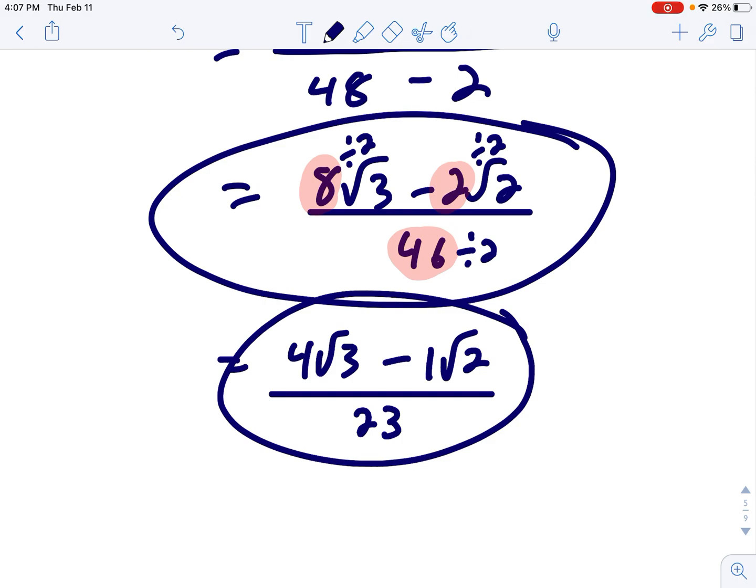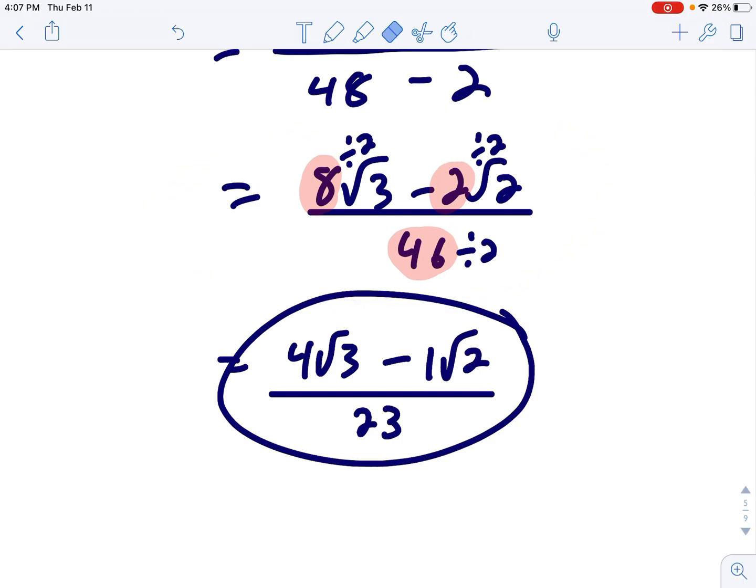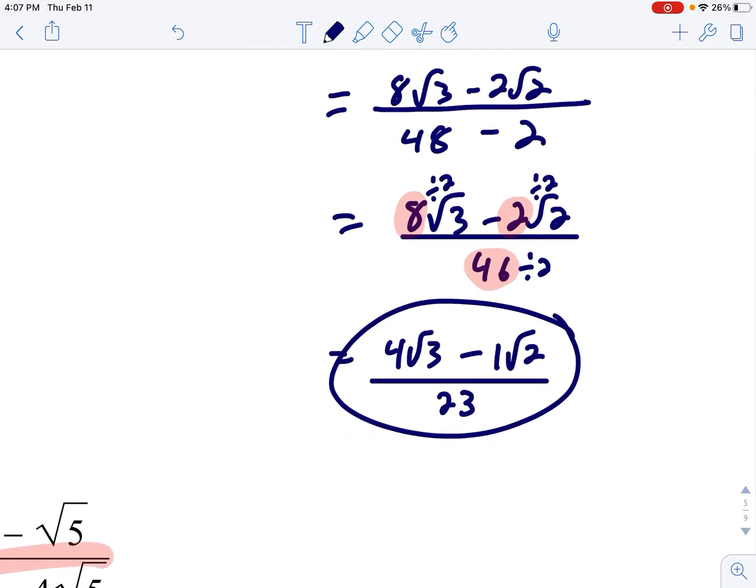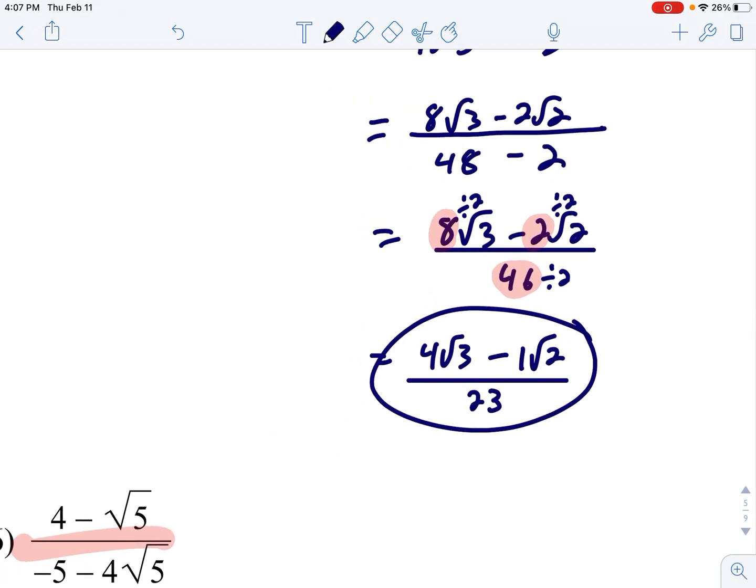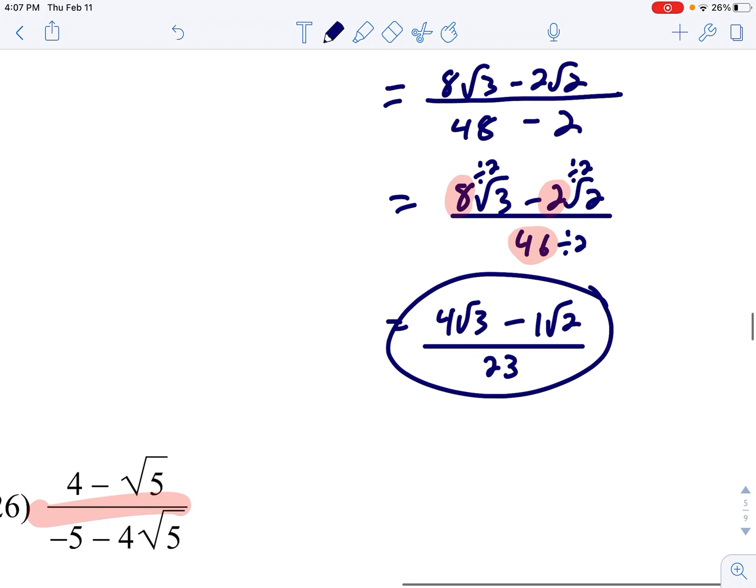And that is where that answer is. I'm going to erase that circle. That is the final answer. We've reduced fractions like that before when we've done the quadratic formula, so that shouldn't be too new or confusing.